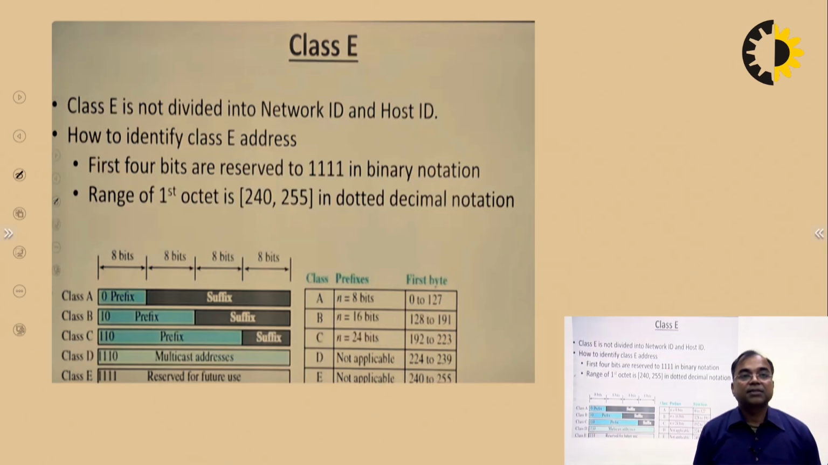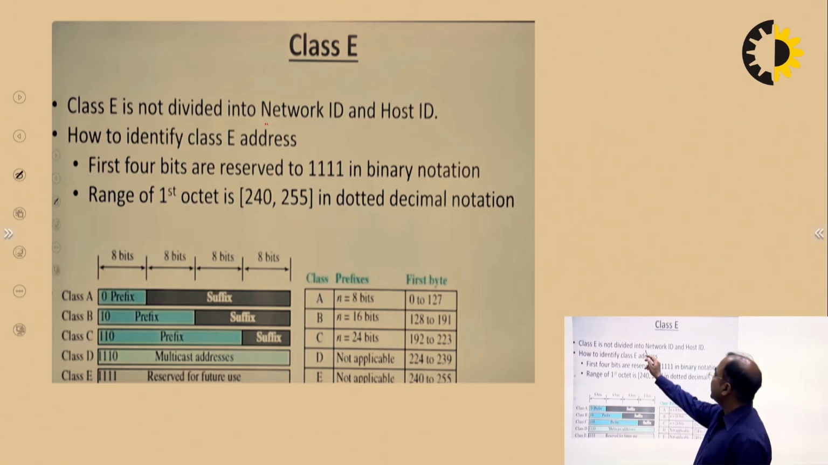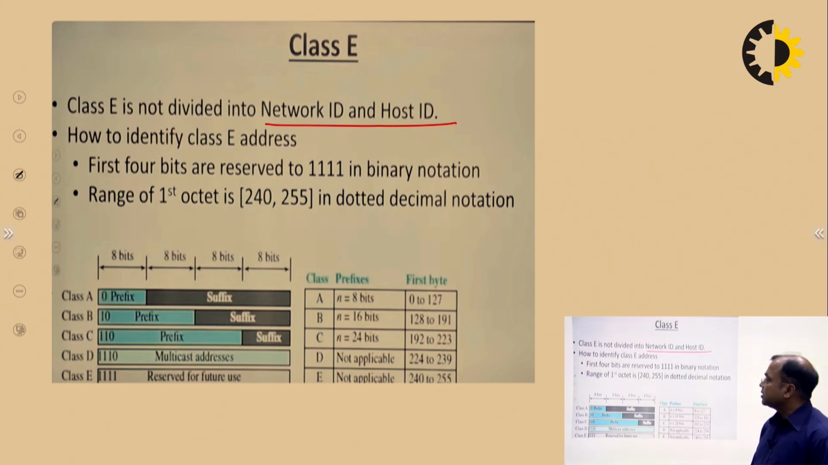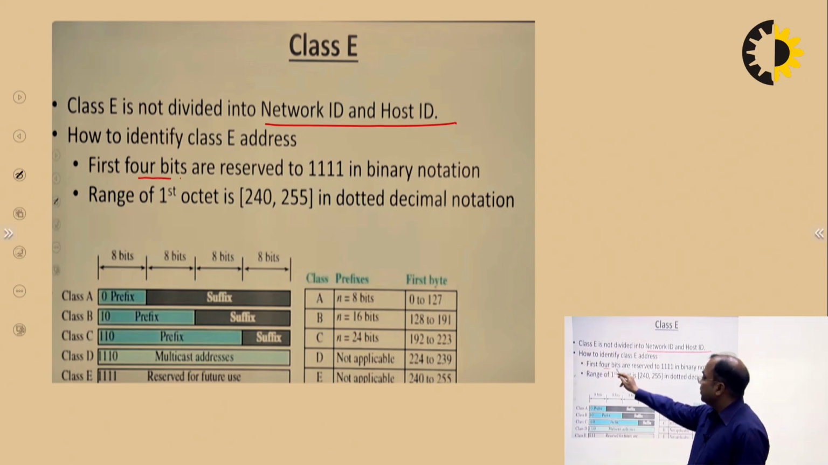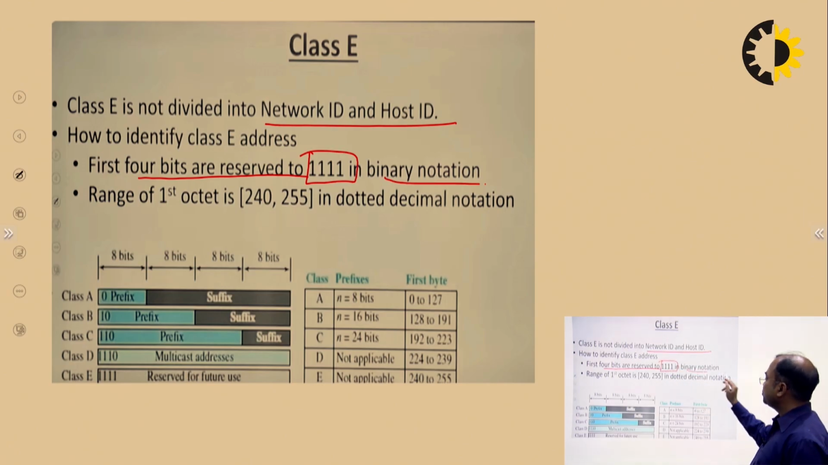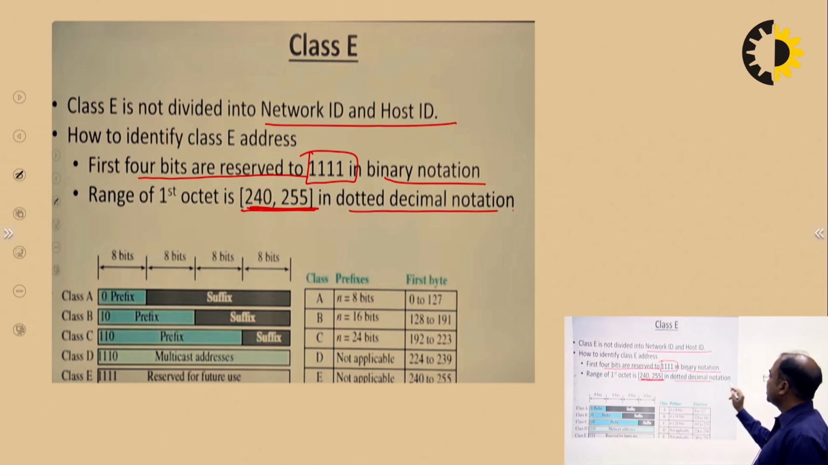And final and last is class E. Class E is also not divided into network ID and host ID, but we can identify whether an IP address belongs to class E or not. We concern ourselves with the 4 bits reserved in this class, which are four 1s in binary notation. And the range of the first octet is between 240 to 255 in dotted decimal notation. So this is the class E IP addresses.